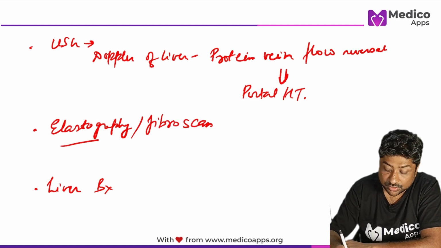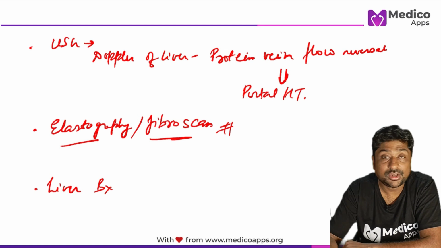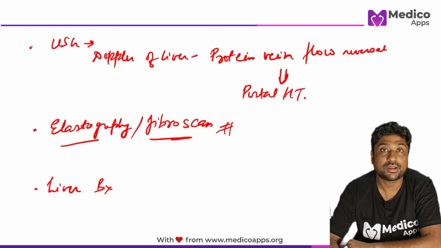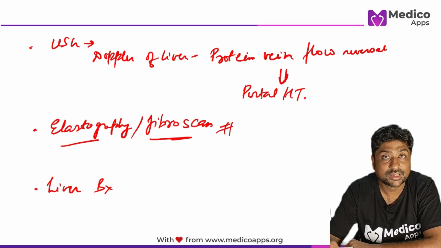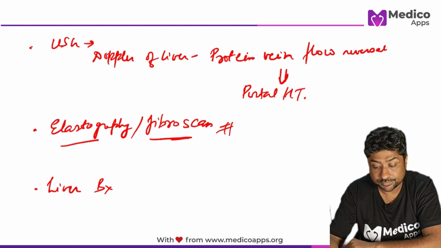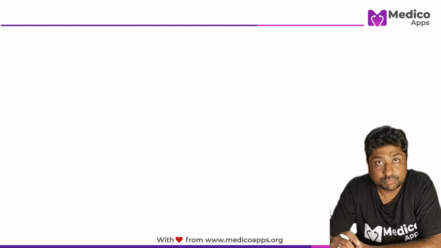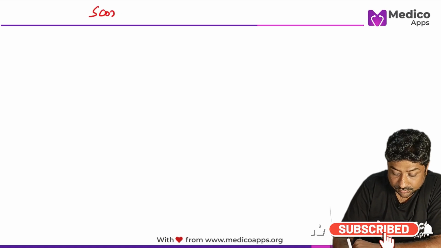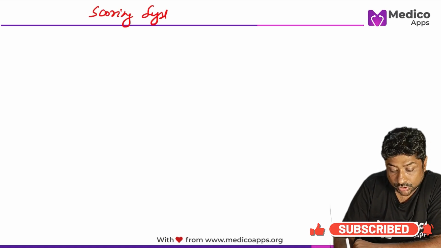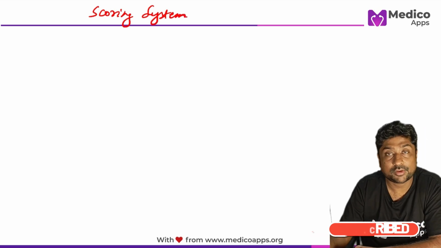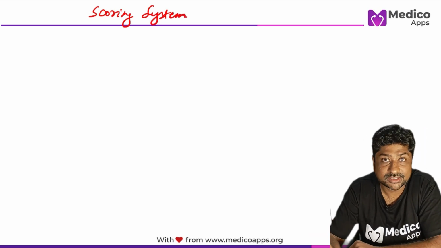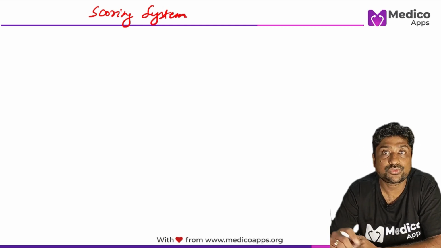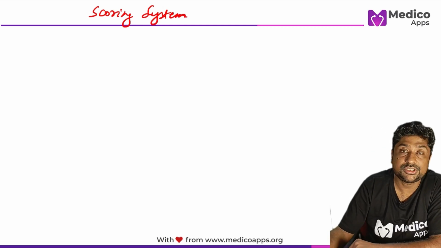Okay, so elastography and fibroscan are non-invasive and done much before liver biopsy. So these were the diagnostic tests we should do in cases of alcoholic liver diseases. The last section before we move on to the treatment or management of alcoholic liver diseases is the scoring systems. There are a couple of scoring systems used in alcoholic patients, and each of these systems has some difference in parameters and is used for specific purposes. So let me mention these scoring systems.